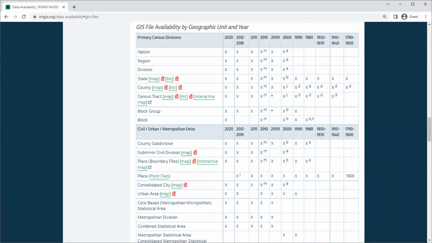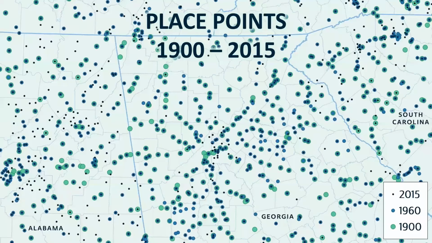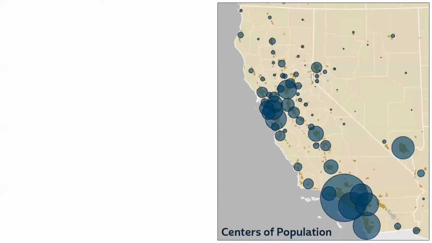Most of these are boundary data. They represent polygons within a GIS, the actual areas of each of these units. We have a few special types, including place point files that go back to 1900. And you can see 3 different vintages of place points here in northern Georgia. These could be combined with some of the microdata products from IPUMS USA to map and locate different people from earlier censuses.